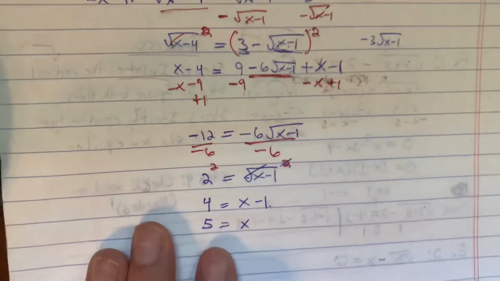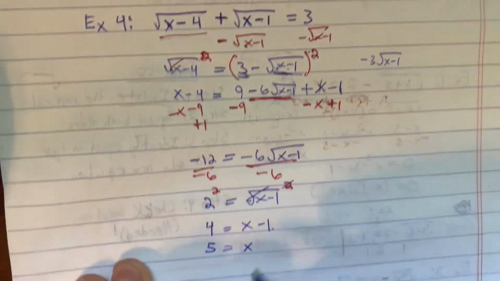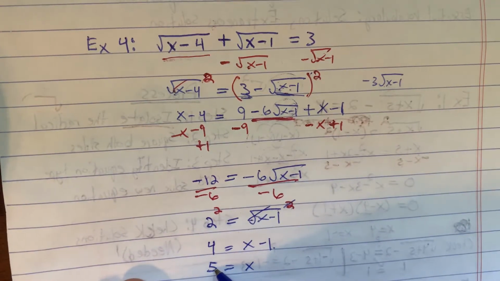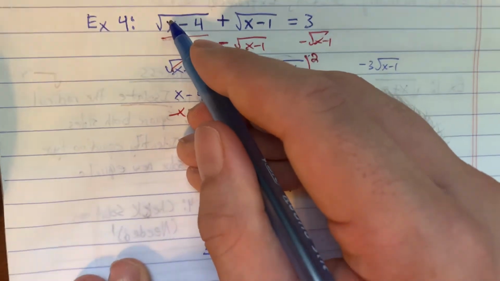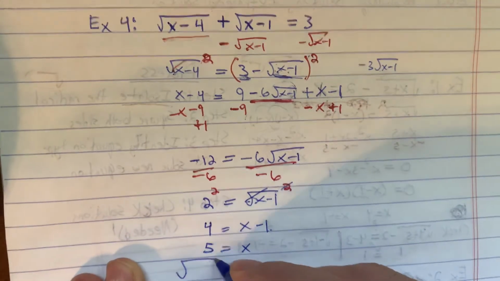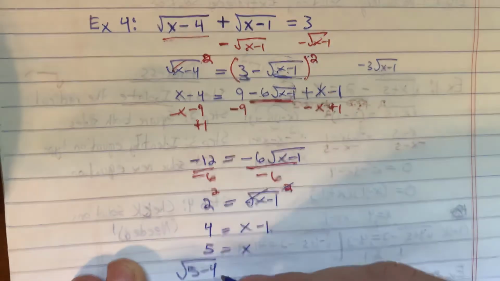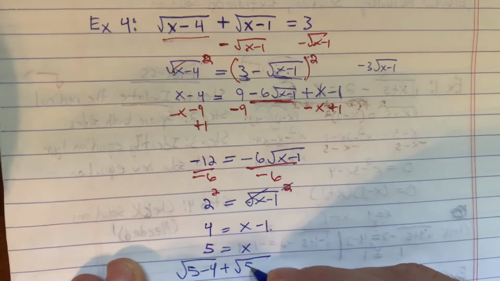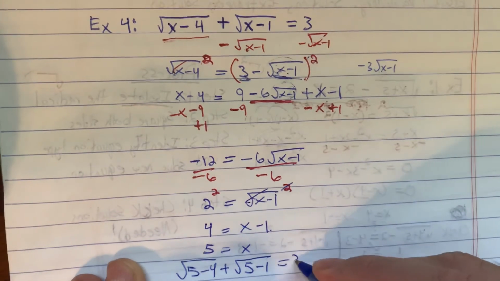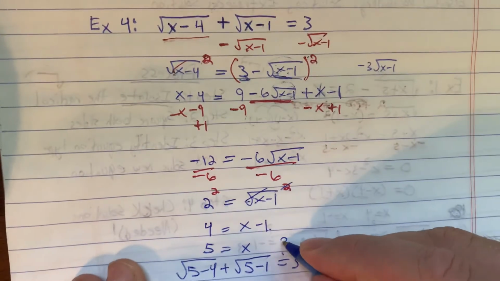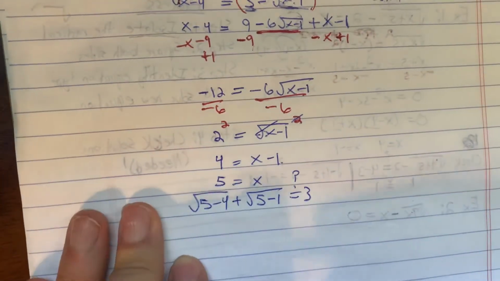Remember, I need to check my solution to make sure there aren't any extraneous solutions. So I'm going to take 5 and plug it back into my original equation for x. And so the equation will now say square root of 5 minus 4 instead of square root of x minus 4, plus square root of 5 minus 1 equals 3. And I want to see, is this true? I'm going to put a little question mark here.